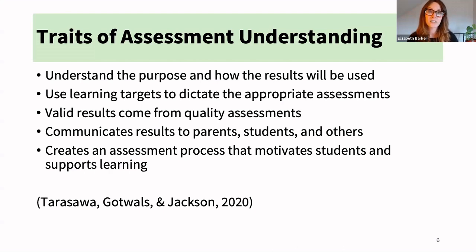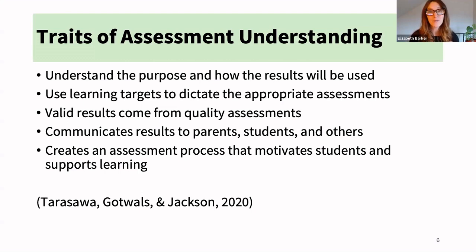Use those learning targets to help you within the classroom create the assessment that you're truly wanting for your students. Valid results. This is an important feature for accessibility. Valid results come from quality assessments, and we're going to talk about how to get those quality assessments when considering accessibility and accommodations. Communicate. If you can communicate the results to parents and students and others, that's going to help you understand the purpose and how these results will be used.